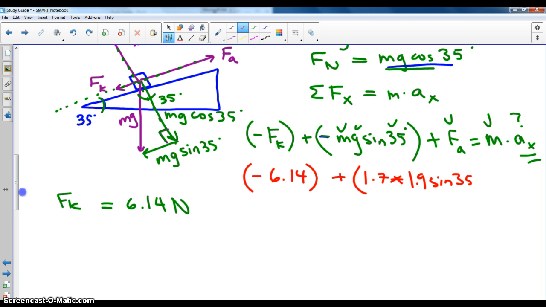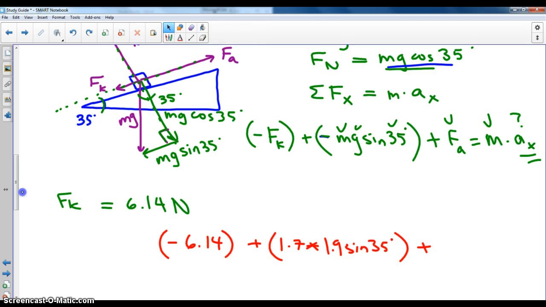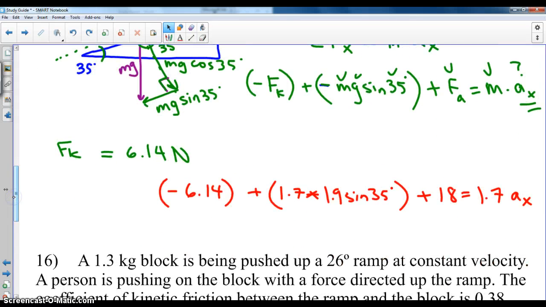Sine 35. Oh, I'm running out of room. Fa, the applied force, was 18, I believe. 18, and it's up the ramp. That was pointing to the right, so it's positive. Again, 1.7 there, and AX. 18, right? Yep. 18 directed up the ramp.